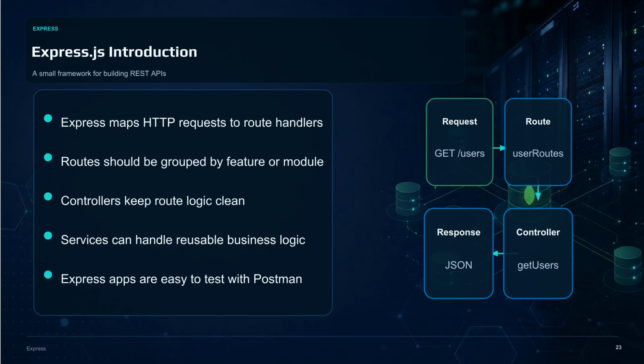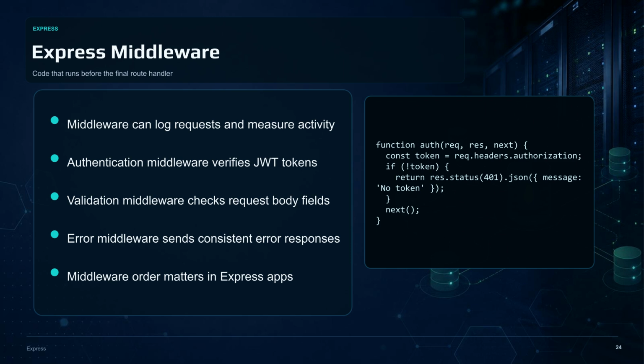Express.js is a lightweight framework for building REST APIs. It maps HTTP requests to specific route handlers, keeping your code structured and modular with controllers and services to manage business logic. Middleware in Express is powerful. These functions run before the final route handler, allowing you to log requests, verify authentication with JWT, validate data, and standardize your error responses effectively.